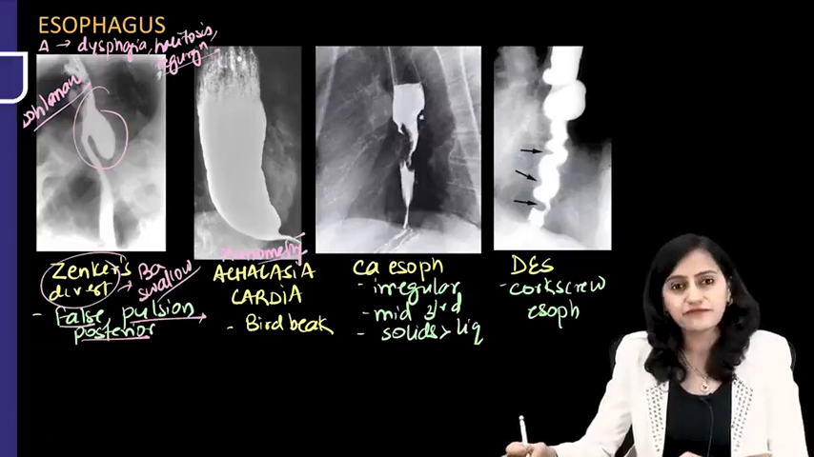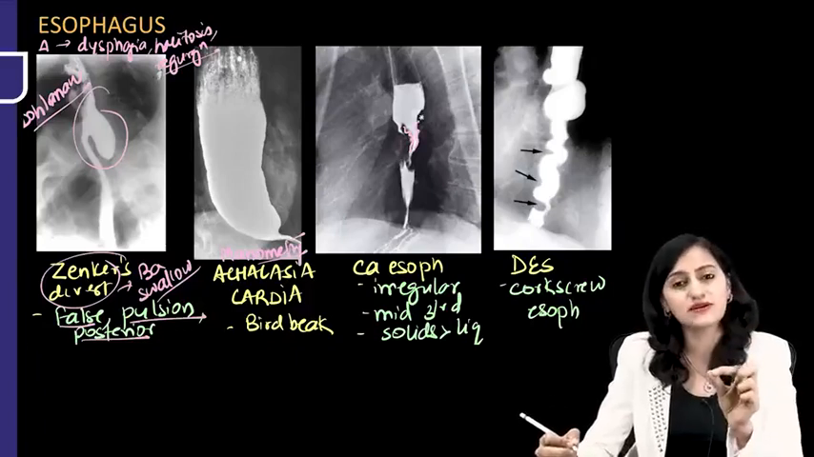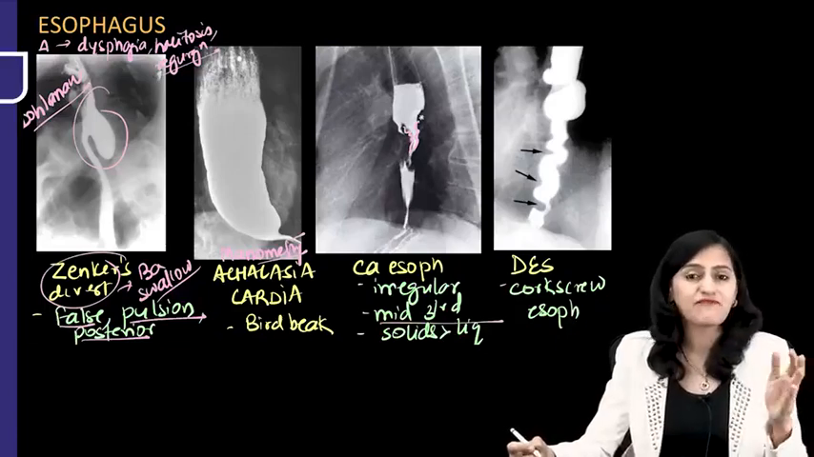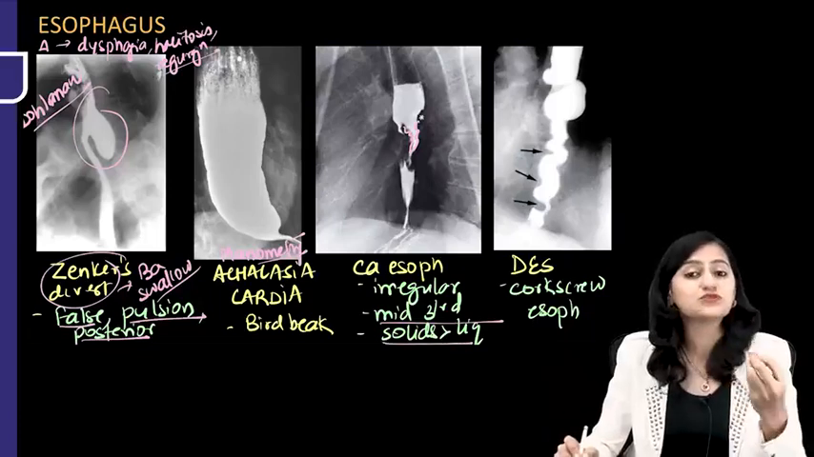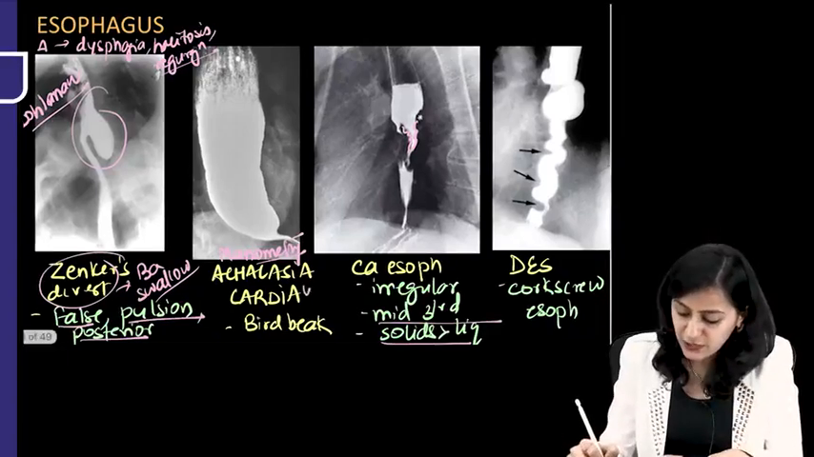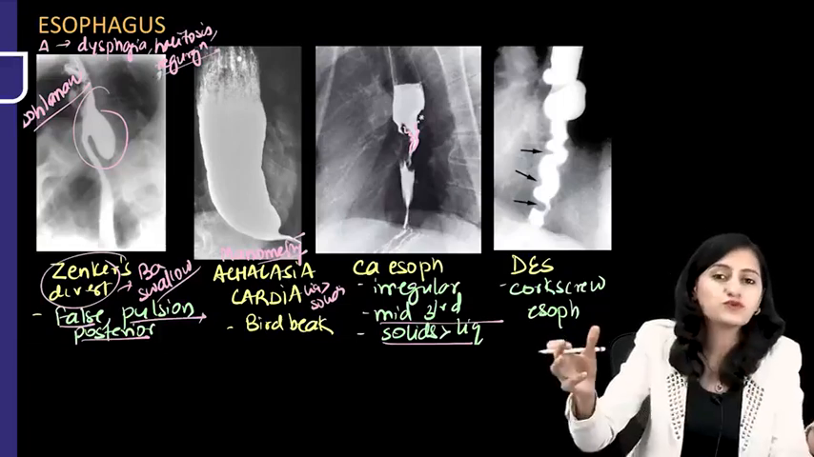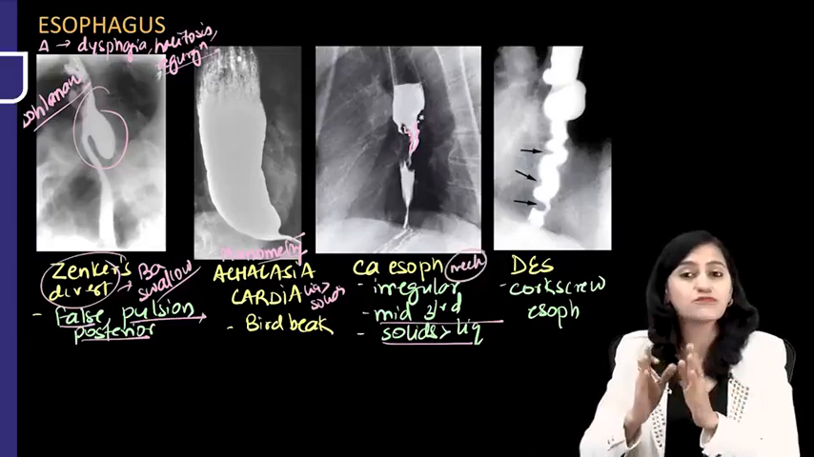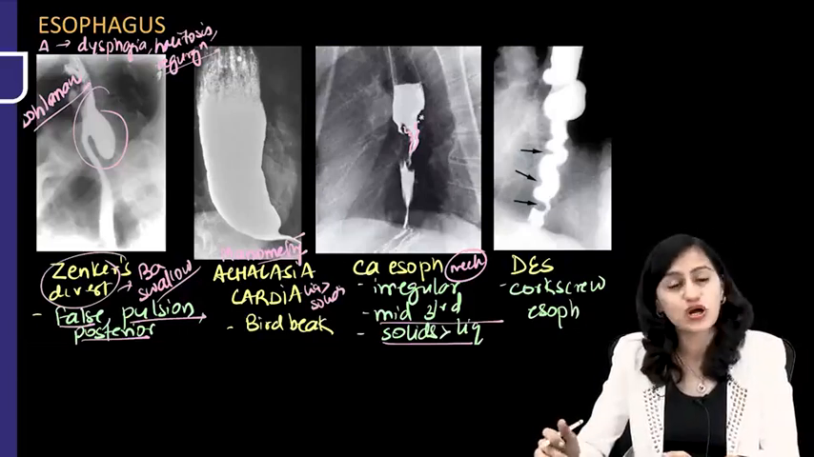Next one, CA esophagus. Malignancy has irregular narrowing. CA esophagus is most common in the mid-third. Clinically, if I have to differentiate achalasia from carcinoma, in carcinoma the dysphagia is to solids as well, while in achalasia the dysphagia is for liquids more than solids. Why? Because the solid, with its weight, will try to open the lower esophageal sphincter. Here in carcinoma esophagus, it is mechanical obstruction, so even a solid will not be able to open it up. So here there is dysphagia to solid as well.